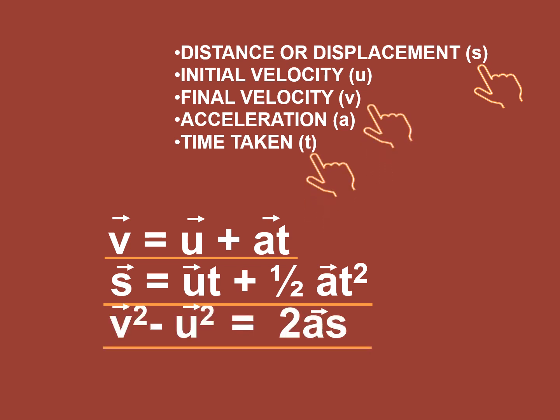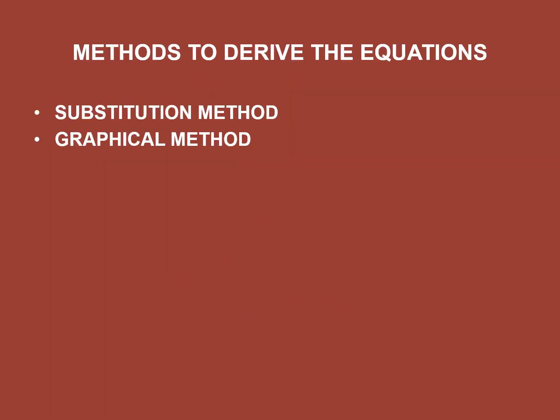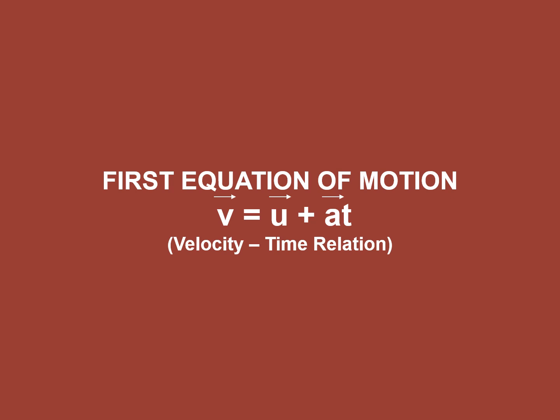Now, to derive the equations, there are two methods. First is the substitution method and second is the graphical method. Here I will explain both the methods. First equation, V equals U plus AT. It is also known as the velocity time relation, as no displacement or position term is there.